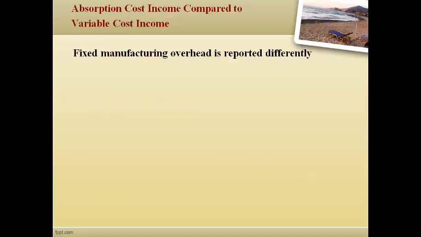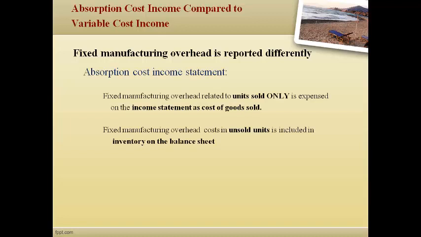The difference in absorption cost income and variable cost income is how fixed manufacturing overhead is reported. Absorption cost reports the fixed manufacturing overhead cost related to units sold only. The fixed manufacturing costs to make units not sold are included in the cost of inventory on the balance sheet. This accomplishes the matching principle.